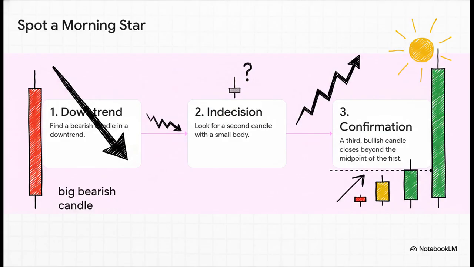And for the Morning Star, well, you've probably already guessed it. It's the exact same story, just flipped upside down. You start in a downtrend with a big red bearish candle. Then comes that small candle of indecision, and the final confirmation, a third bullish green candle that closes powerfully past the midpoint of that first red candle. That's the market telling you the buyers are back and ready for business.